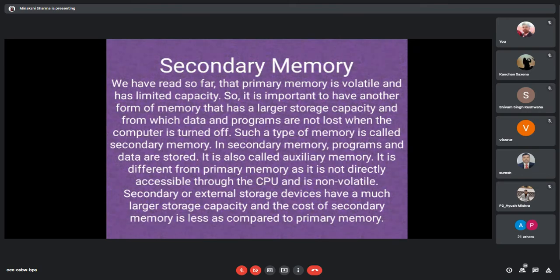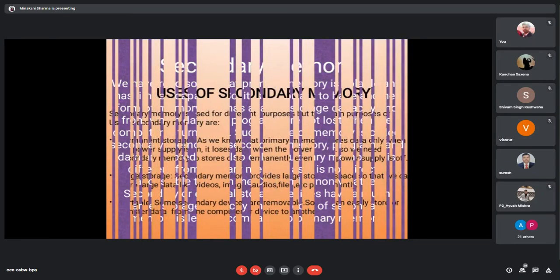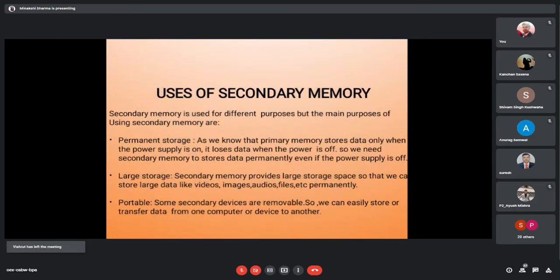Secondary or external storage devices have a much larger storage capacity, and the cost of secondary memory is less as compared to the primary memory. Uses of secondary memory. As we know, the primary memory stores data only when the power supply is on. It loses data when the power is off. So we need secondary memory to store the data permanently even if the power is off. Secondary memory provides large storage space so that we can store large data like videos, images, audios, files, etc. permanently. Some secondary devices are removable so we can easily store or transfer data from one computer device to another.